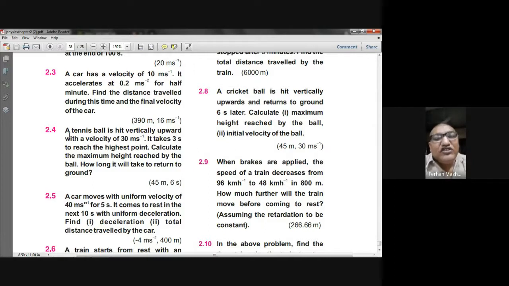So the initial velocity is 30 meter per second, the final velocity is 0 meter per second, the time is 3 seconds, and the acceleration is minus 10, because when you go upward, the acceleration equals g, whose value is 10. Because you are going upward against gravity, g acts like a deceleration, so its numerical value will be minus 10. Let me show you how this is done.